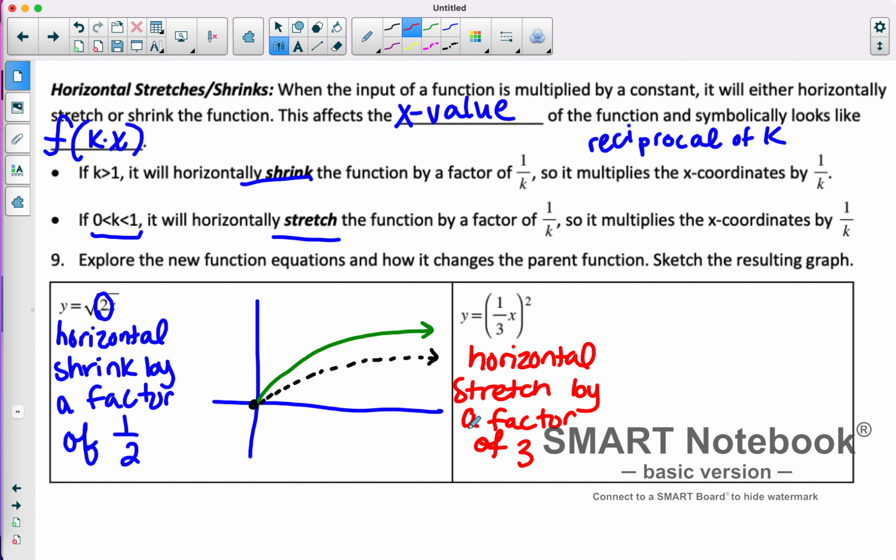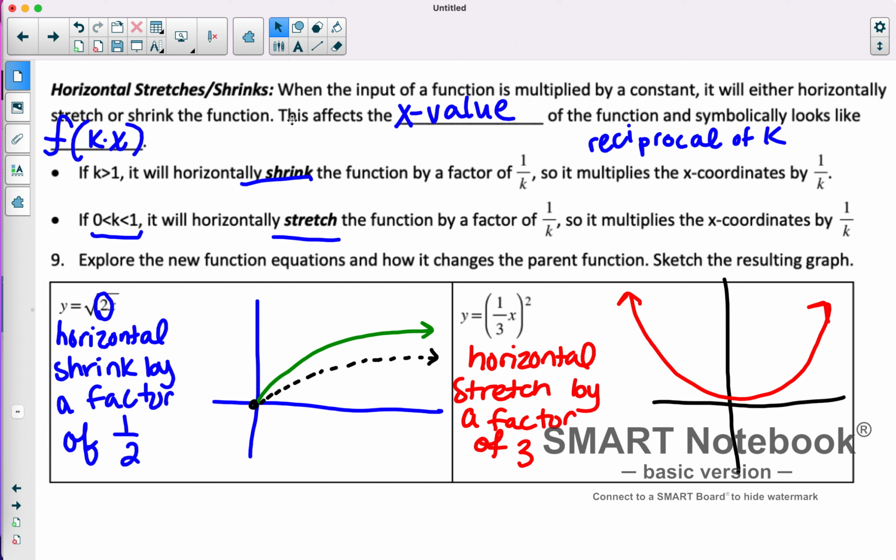You have to find whatever the constant is and multiply by the reciprocal. The reciprocal of 1 over 3 is 3 over 1. So that is a horizontal stretch. Graphically, we saw that widen our horizontal component.